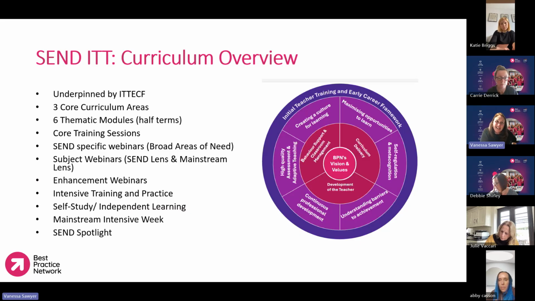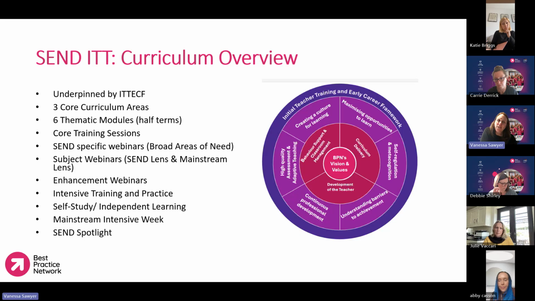Then you can see 6 thematic modules, so the purple there. Those are what I referred to earlier as the half-termly modules that have a particular theme, which the training then lends itself to, as does the reflection each week, as does the mentor session guides. So the idea behind that is the mentor within school is also able to keep up with where we are in the curriculum and what it is that we are focusing on at that stage of the student teacher's development.